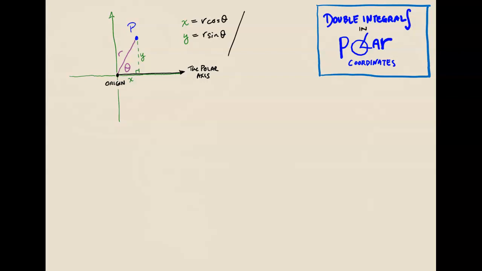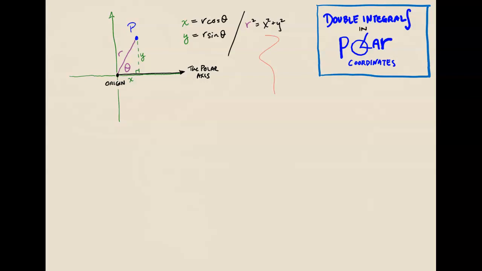But suppose we want to go the other way around. Suppose we're given the Cartesian coordinates and want to translate into the polar coordinates. Well, first let's think about r. I want to get r in terms of x and y. Well, now I just have to pray to Pythagoras, and he tells me what to do. r squared is going to be x squared plus y squared by the Pythagorean theorem.